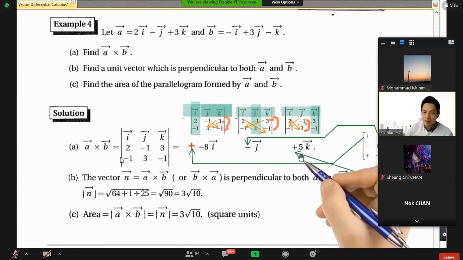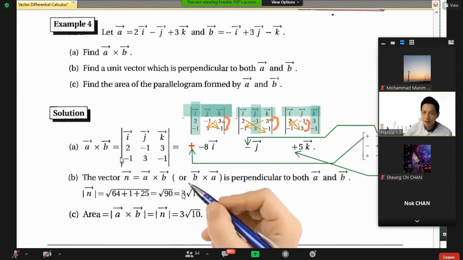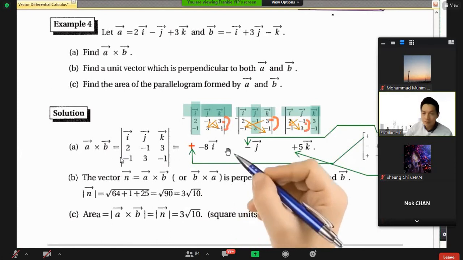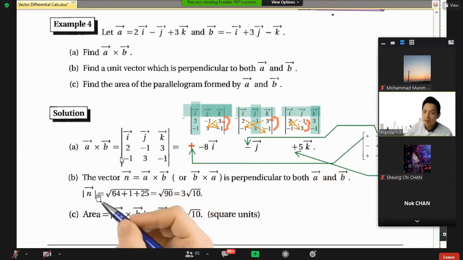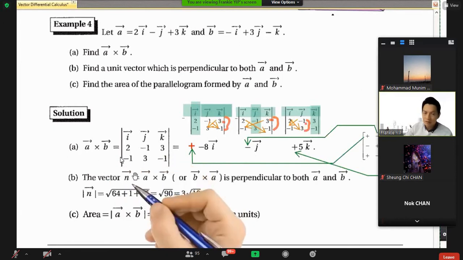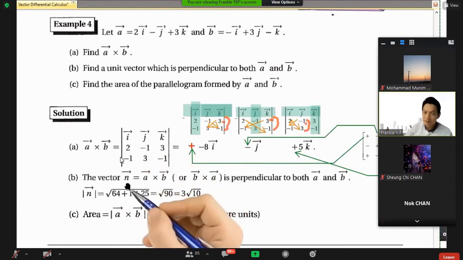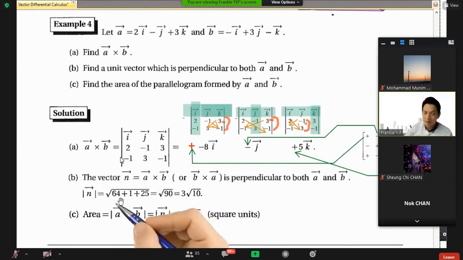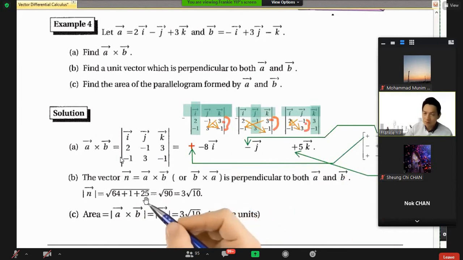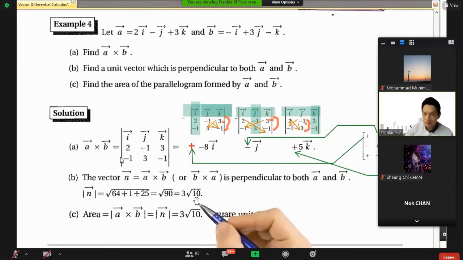But it's not a unit vector. So what you need to do is put this vector over its magnitude. First of all, you calculate the magnitude of this vector. Let me call A cross B the resultant vector, the n vector. So I calculate the magnitude of the n vector. It should be the square root of 8 squared plus 1 squared plus 5 squared. Okay, so the magnitude is 3 square root 10.